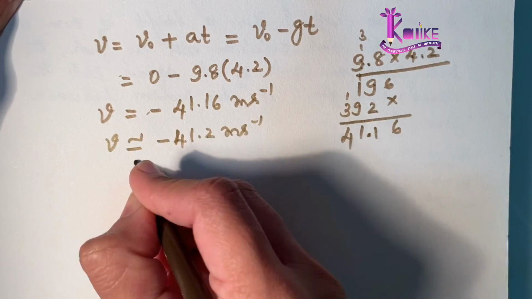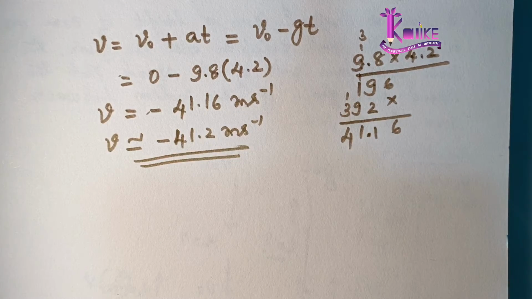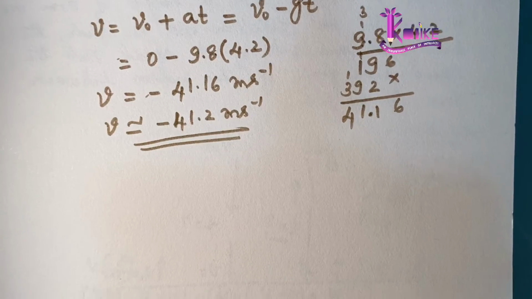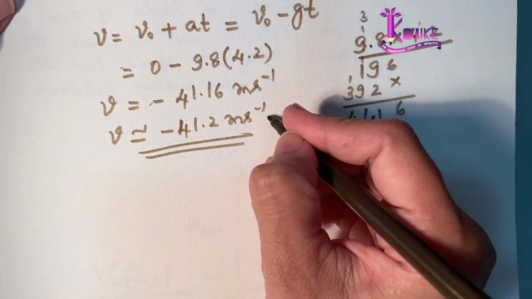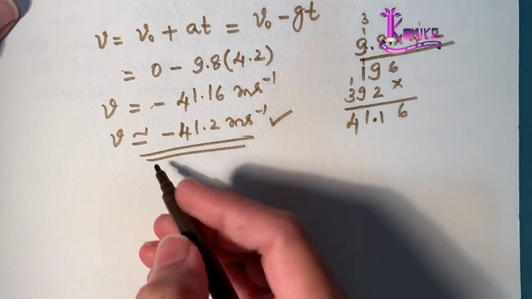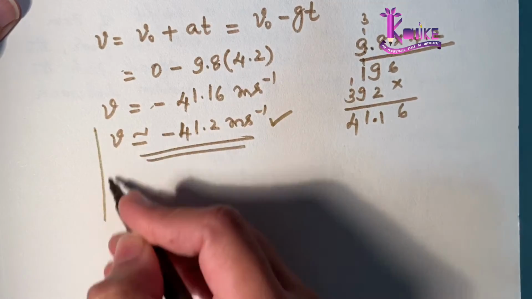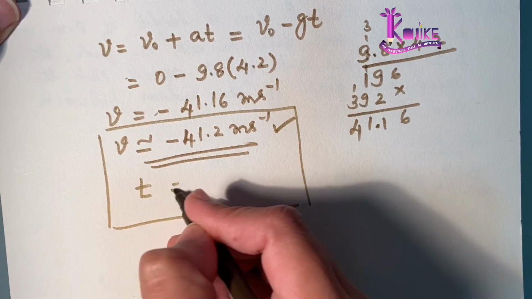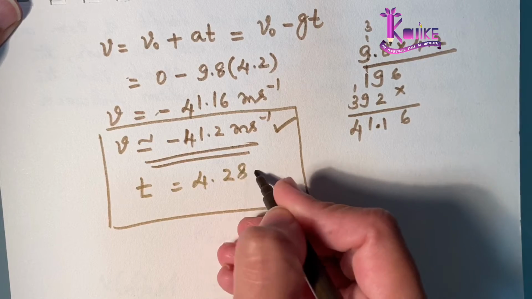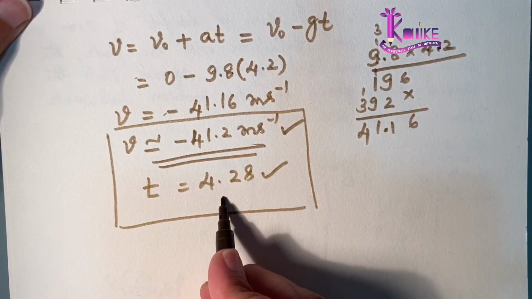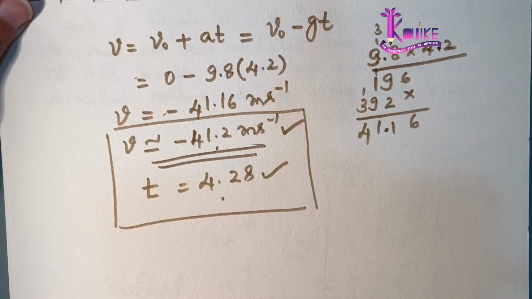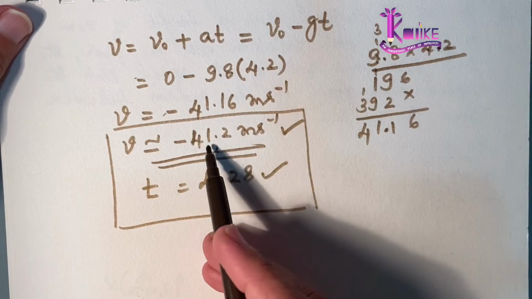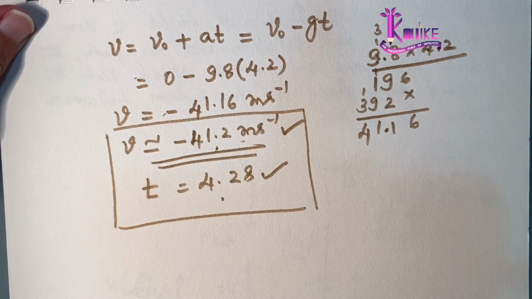Now why do you have a minus sign? The minus sign tells you that there is a decrease in the velocity, because it is under the action of gravity. The velocity keeps on decreasing. Right? Now using this information, this is the velocity. It took almost how much time? It took 4.2 seconds to reach this velocity. So at 4.2 seconds you have the speed as minus 41.2, or you can just say 41.2. The minus sign tells you that there is a decrease.